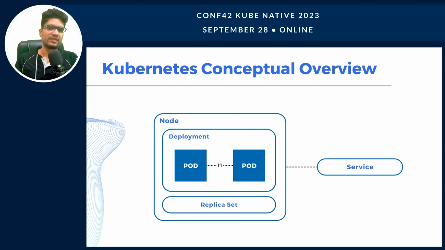Then next comes the replica set. This is also managed by the deployment, and replica set is nothing but a unit which ensures that you have n number of pods, whatever you may have defined, up and running at all times. Then last but not the least, a service. So service is, you can think of it as a logical interface which exposes your pods to the outside world. So there are a lot of different types of services which I won't be diving deep into.